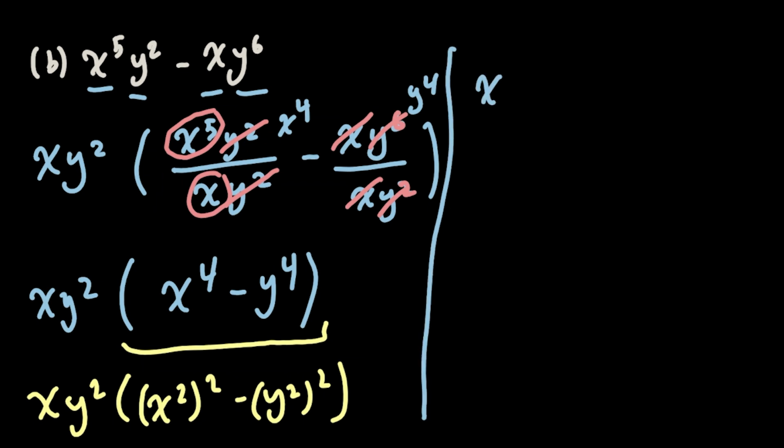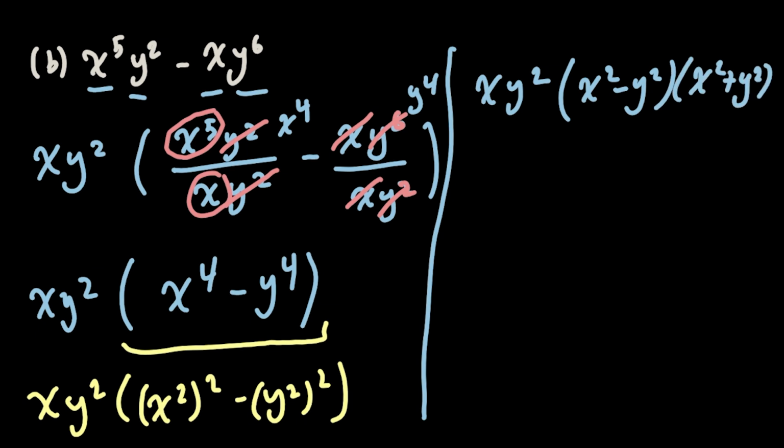So we'll have x y to the power 2 multiplied by x to the power 2 minus y to the power 2, multiplied by x to the power 2 plus y to the power 2. It's a difference of 2 squares. Well, let's see.